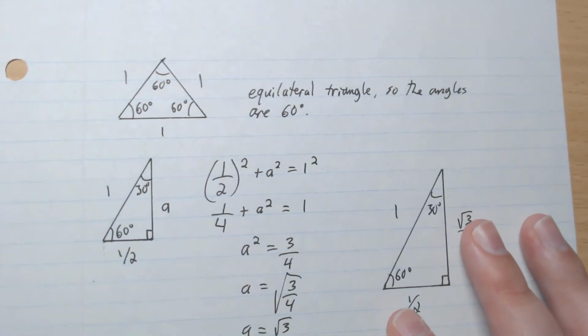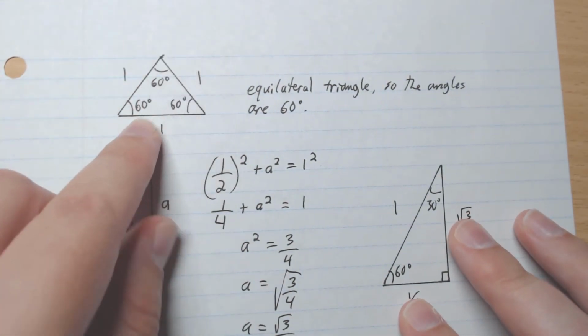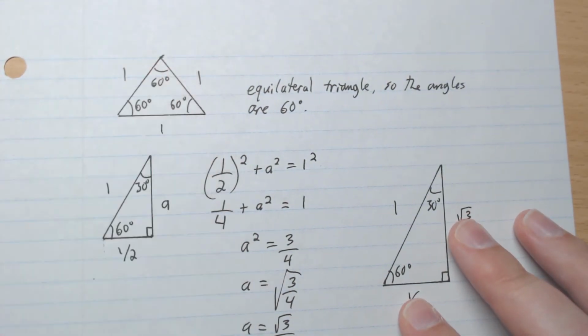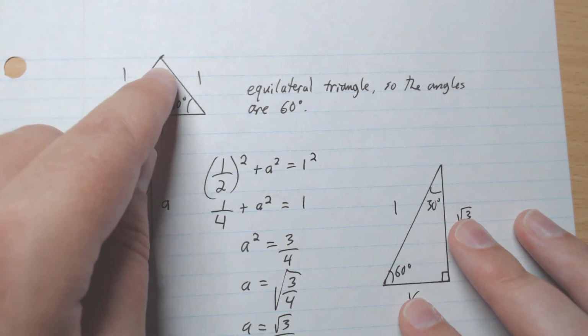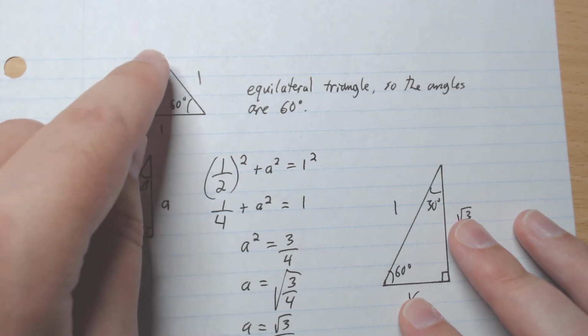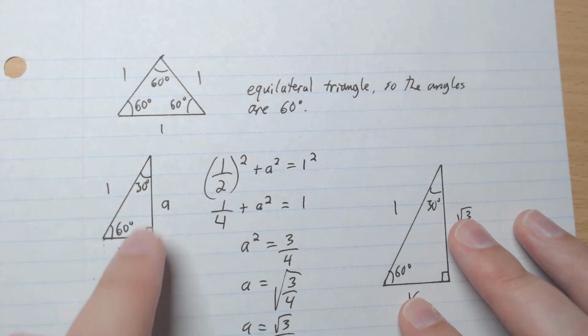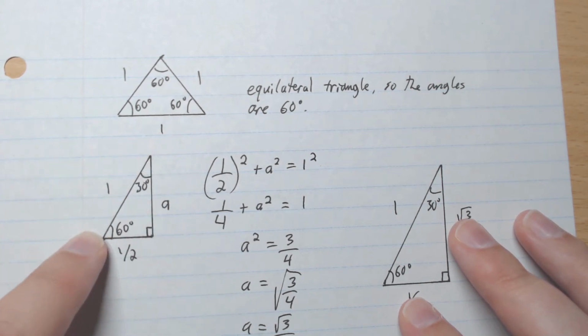Okay, another triangle we're going to look at. Here we have an equilateral triangle, so the angles are 60 here like this. What we're going to do is put a line right down the middle at 90 degrees, cutting this in half. So this is 30 degrees, and here instead of 1, this becomes a half like that. So you have 1, a half.